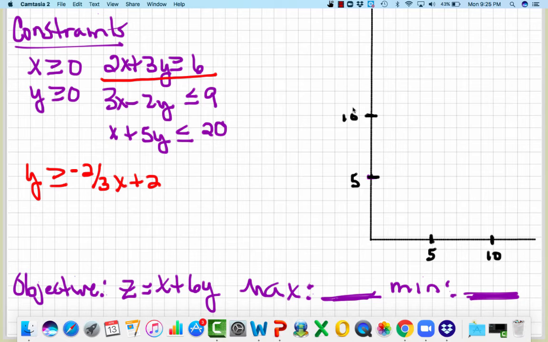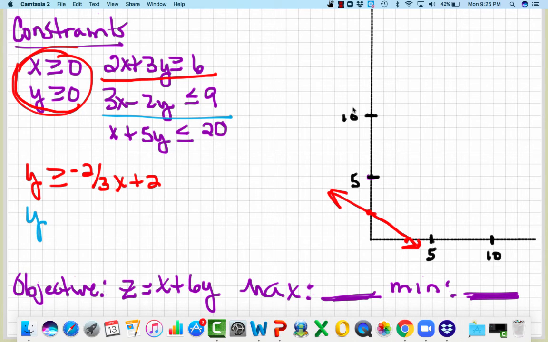So we're going to start here at 2, and then our slope will be down 2 over 3, and we're going to get that point. And remember, because we have the constraints that x is greater than or equal to 0 and y is greater than or equal to 0, that's going to keep everything in the first quadrant. So there is my first line. All right, now let's look at the next one. So we have 3x minus 2y, and I'm going to switch colors here, is less than or equal to 9. If I solve that, I'm going to get y is greater than or equal to 3/2 x minus 4.5.